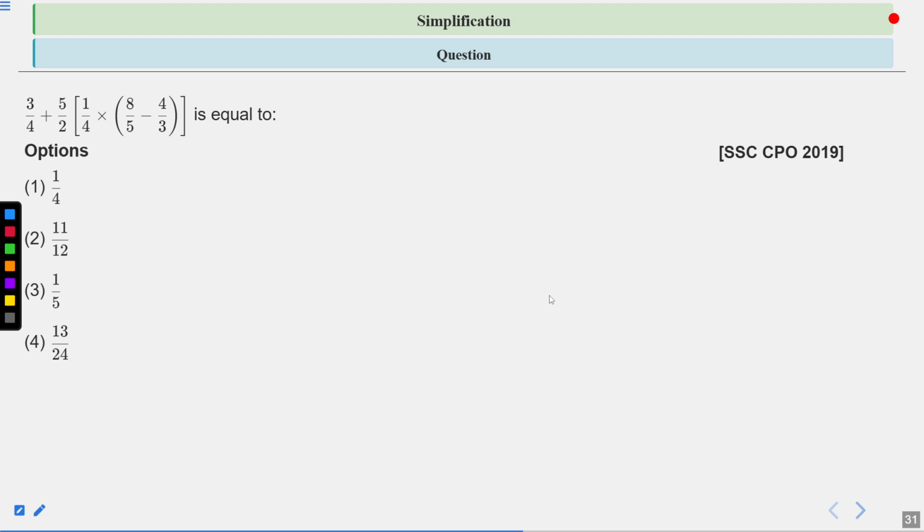3 by 4 plus 5 by 2 multiplied in the large bracket by 1 by 4 multiplied in a small bracket 8 by 5 minus 4 by 3 is equal to, and this question was asked in the SSC CPO exam in 2019. So there are 4 options. First one is 1 by 4, second is 11 by 12, third one is 1 by 5, and fourth one is 13 by 24. Now you have 10 seconds to analyze the question. Your time starts now.